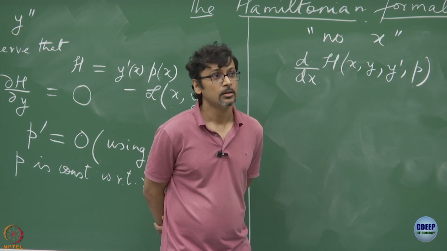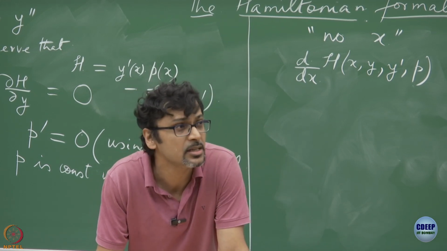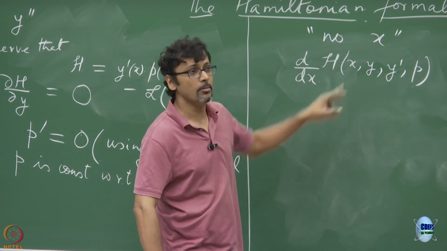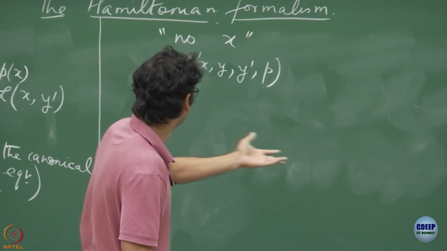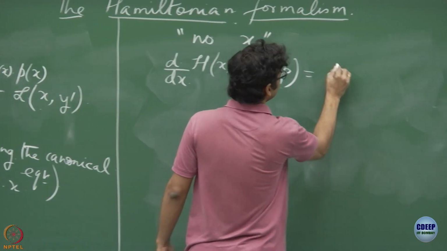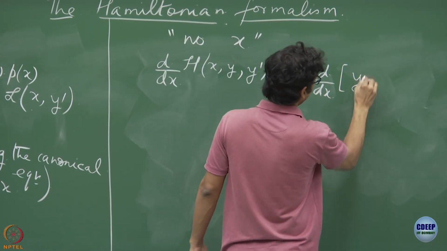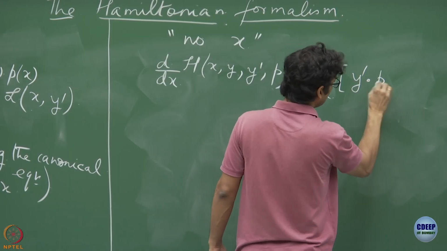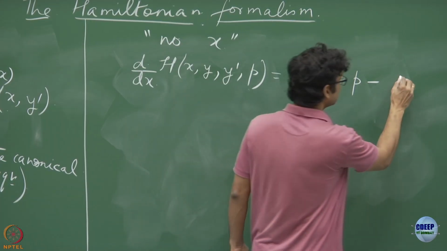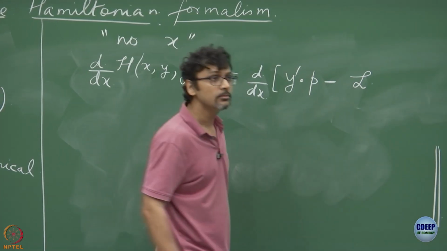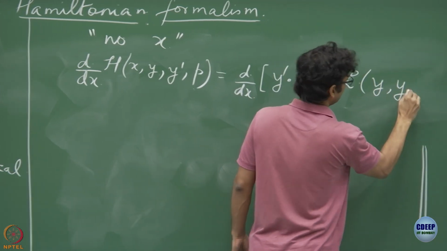Well, because p has a dependency on x, y prime has a dependency on x. The no x does not imply no x in the Hamiltonian, the no x implies no x in the Lagrangian. Yes. So this is still d/dx of the following, which is y prime dot p minus L. Of course you understand these have dependencies on x, but in the Lagrangian you don't have x anymore. So this just depends on y and y prime.